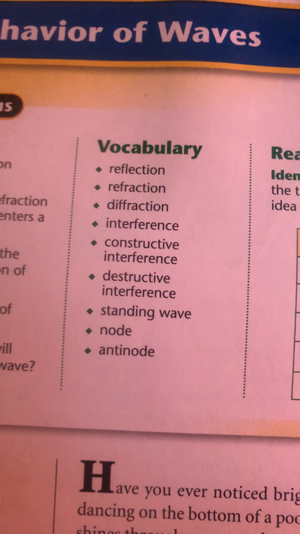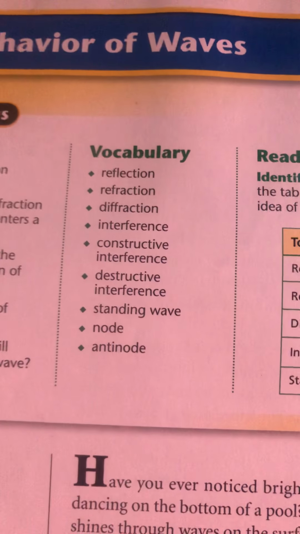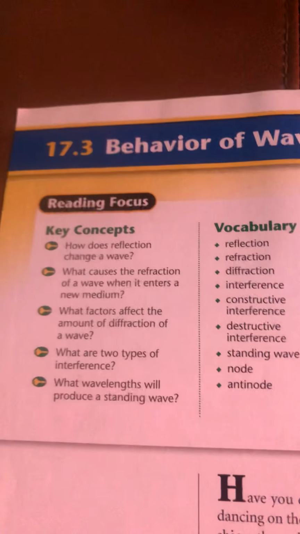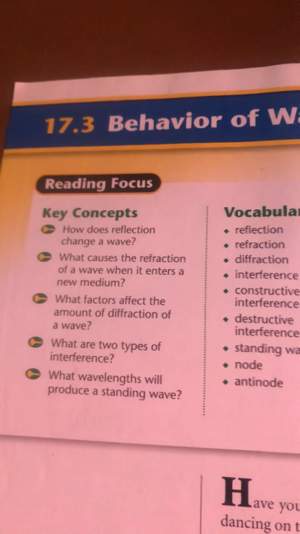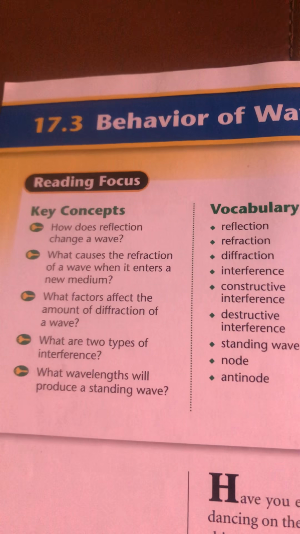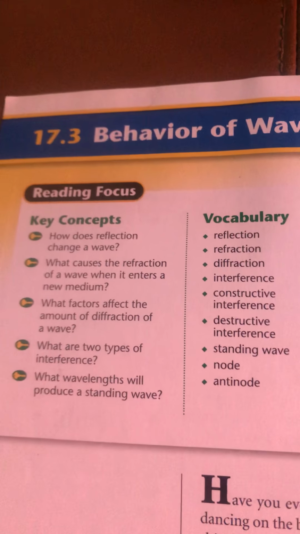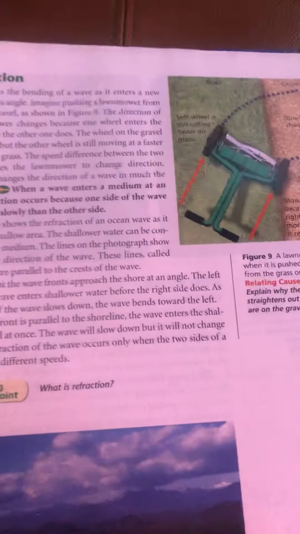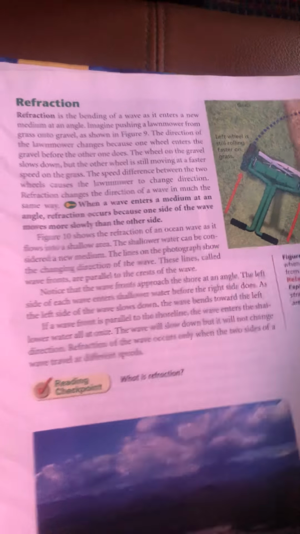Vocabulary: reflection, refraction, diffraction, interference, constructive interference, and so on. You're going to have to define those and some of the key concepts of talking about waves and how they behave, not only in the ocean but in our air and sound and things like that. So here it talks about refraction, and you get the idea of what we're doing here.